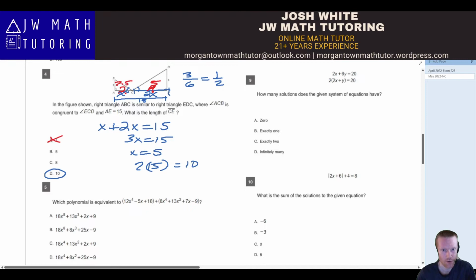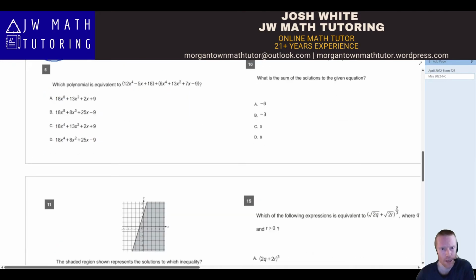5 and 2.5. Does that equal 15 when you add it up? No. And then try 8. So the large is 8, the small is 4. Do those add up to 15? No. Now we could get D just by process of elimination, but the way you'd actually work it out, say 10 and then 5. Do those add up to 15? Yes. So that's just an alternate way that you could solve it as well.